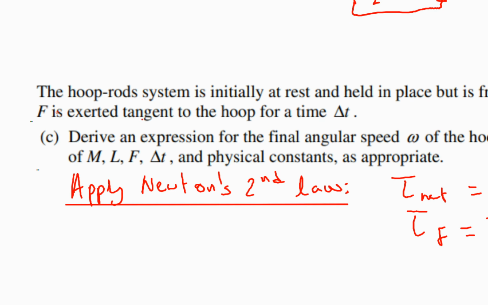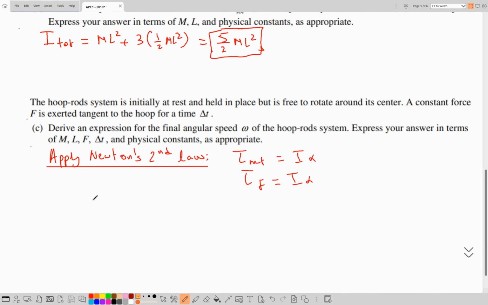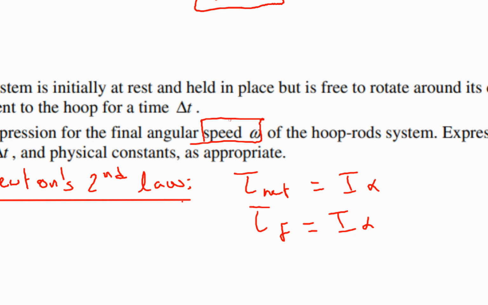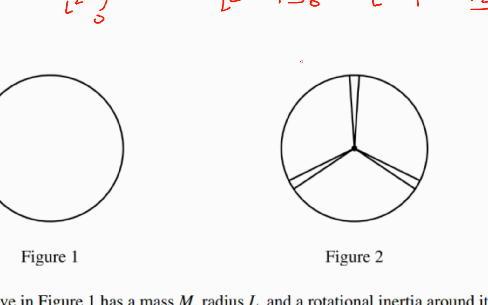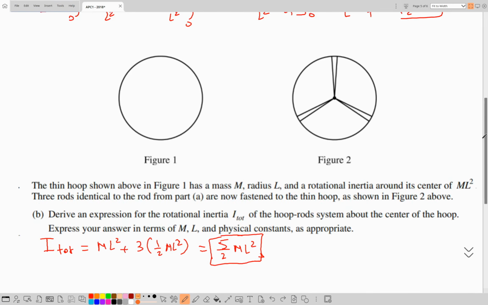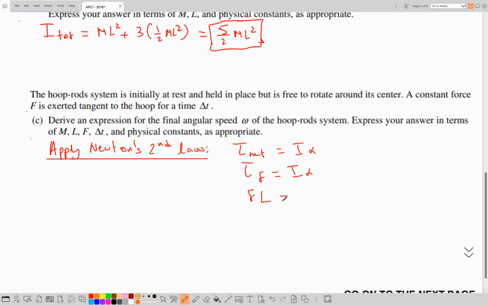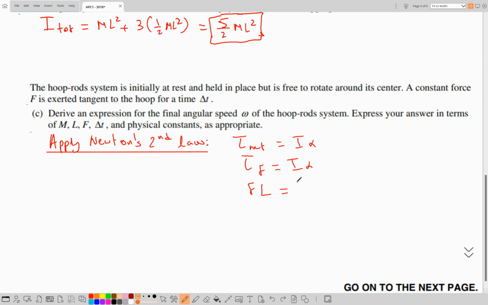Here it's being applied tangentially, so we can ignore the cosine, and since they're asking for the speed, we can consider everything to be positive. So we're talking about magnitudes, then that would be F multiplied by the radius. Since it's applied to the hoop, then the distance from the force to the center would be L, and that would be equal to I. Since we need to express it in terms of M and L, let's replace I by 5/2 mL squared.